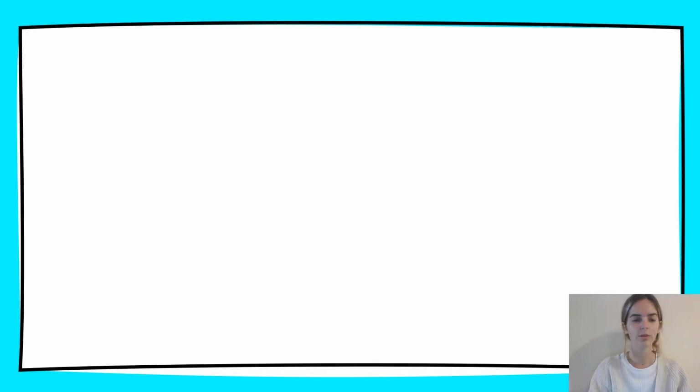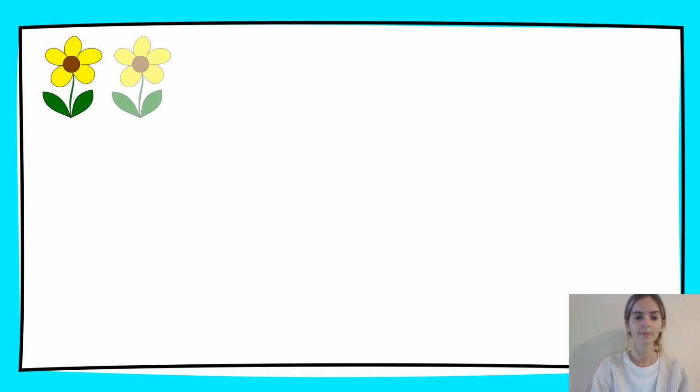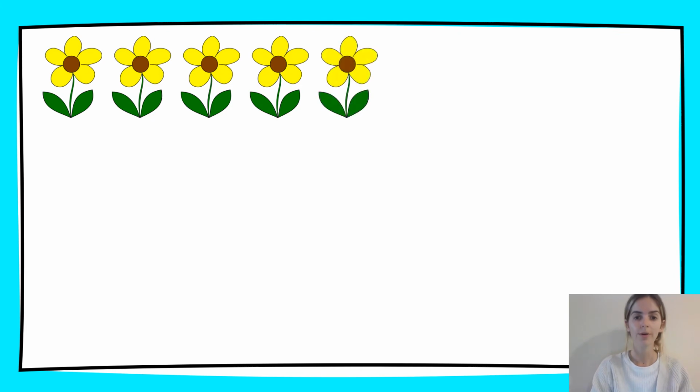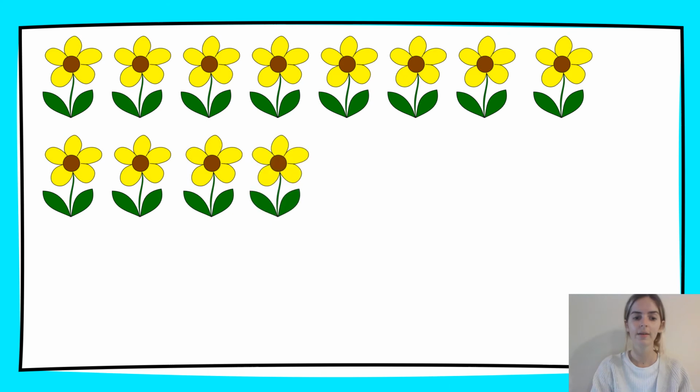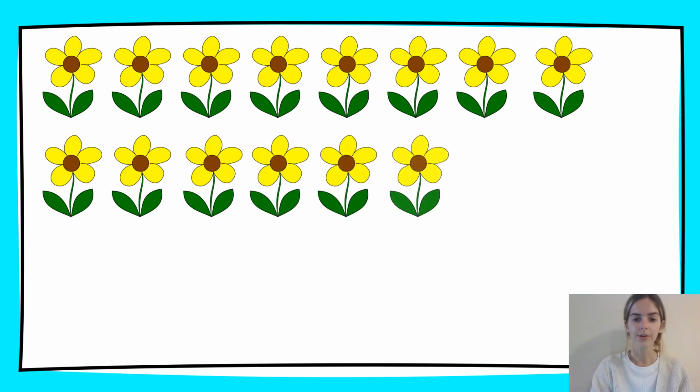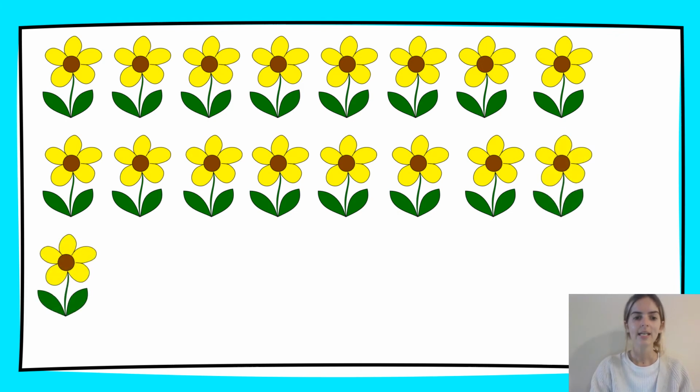Okay, let's have a look. So we're starting with our biggest number, which we know is 17. So let's count 17. 1, 2, 3, 4, 5, 6, 7, 8, 9, 10, 11, 12, 13, 14, 15, 16, 17. So there are my 17 flowers.